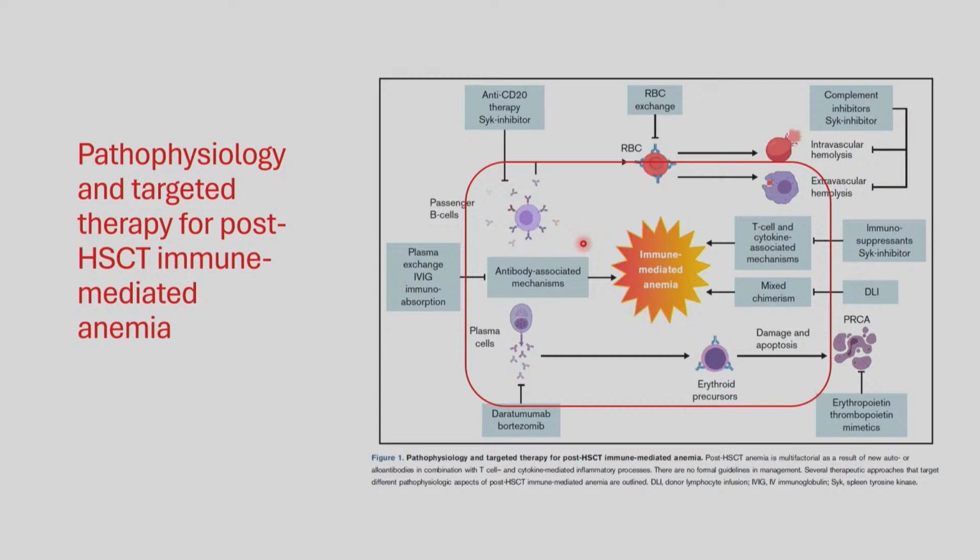So how the anemia occurs post-transplant is because of the T cell and associated cytokine mechanism. And sometimes, because of mixed chimerism, the donor cells may still persist, which can stimulate antibodies in the recipient. And antibody-associated mechanisms, like passenger B cells, keep on producing antibodies which target the RBCs, which results in intravascular and extravascular hemolysis. And plasma cells which persist for a longer duration produce antibodies which in turn attack the erythroid precursor cells, which results in PRCA, which is a troublesome complication post-transplant, where the cooperation between the transplant unit and the clinician is very important to solve this issue.